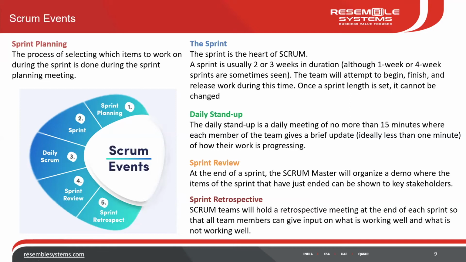Sprint planning is a process where the team, which is the product owner, the Scrum master, and the development team, selects the tasks from the backlog.